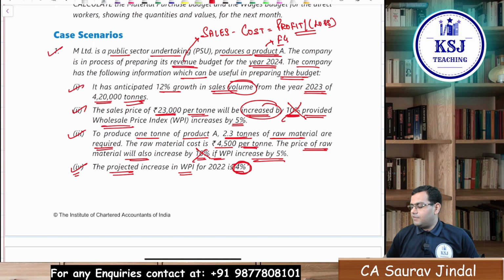So with this, a very important part is done. That is the budgetary control case study. Next will be the last one, that is service costing, right? So we are done with the case study of budgetary control.